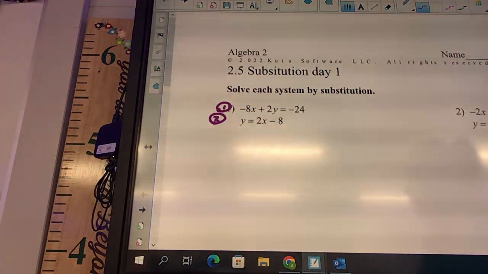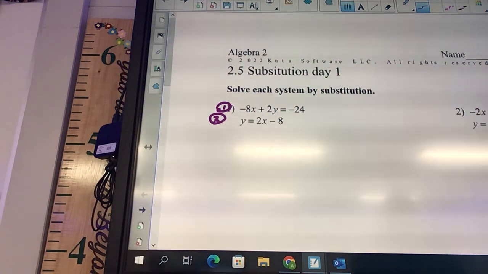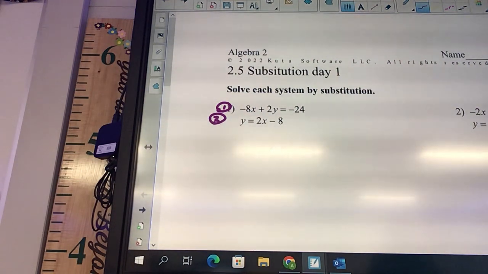Did we do these last week? Okay, which equation says y equals? The bottom one. Plug it into the two. Okay, so we're going to circle this one.